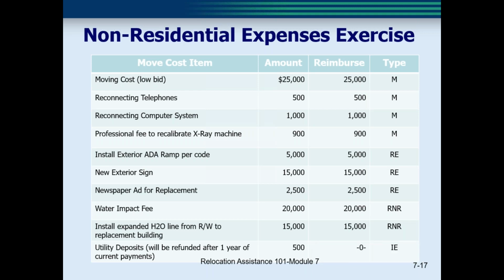Then we have the utility deposits. Again, they're going to get this back after 1 year. While it is a cost they're incurring now, it's not reasonable and it's not necessary, because they're going to have that money back in their pocket. So we are not going to reimburse them for it, and then in a year they get another payment from the utility company.